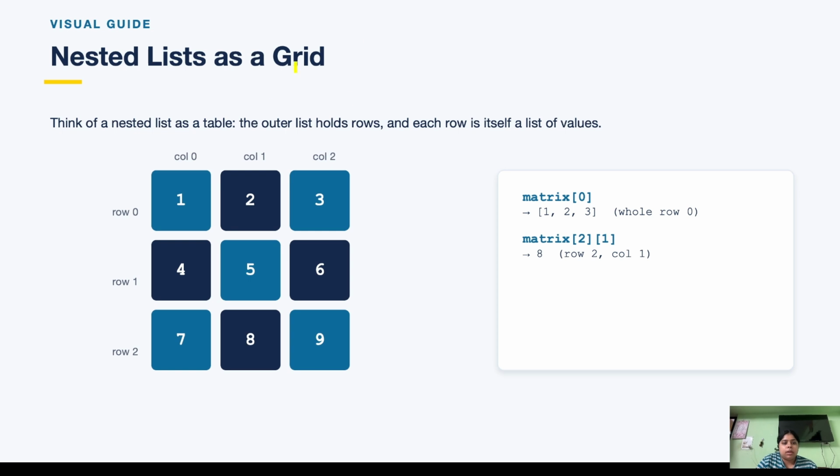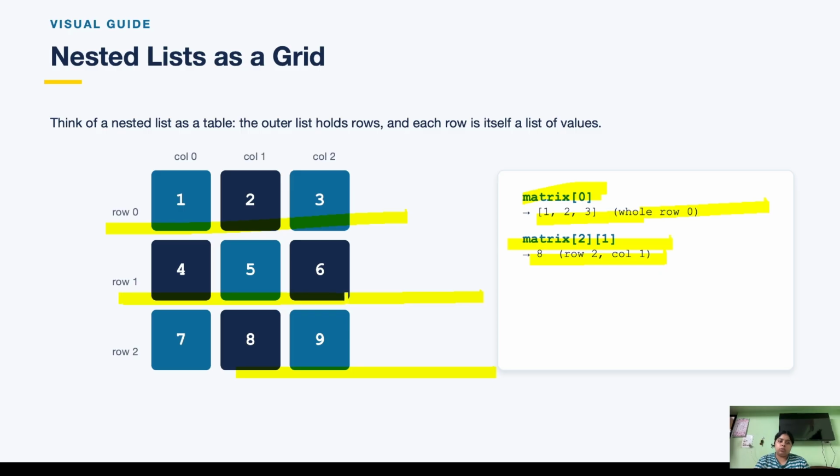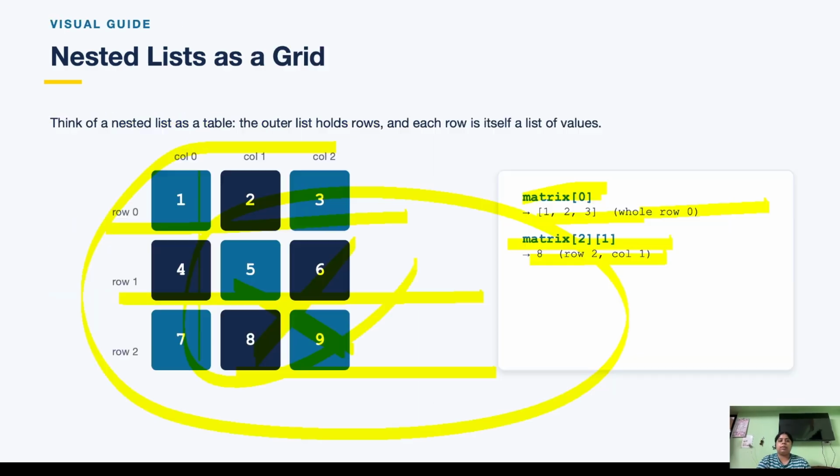See, these rows go horizontally, and matrix 0. If you talk about matrix 0, then it is 1 2 3, the whole one row is 0. Then if you talk about matrix 2, this is 8, row 2 column 1, and this is column 1, and this 45 and 48, right? So this is how it is being performed. I'll code this for you and show it.